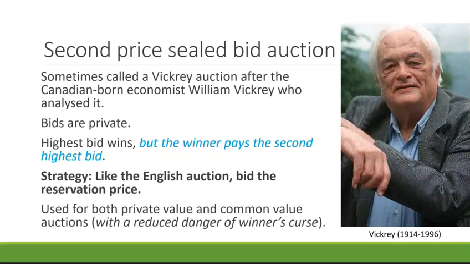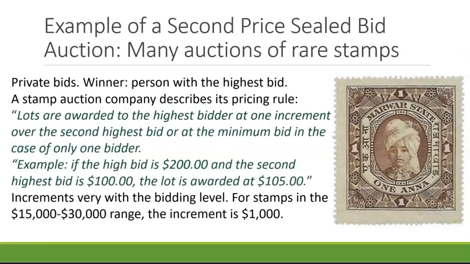Well, let's just have a quick example of this kind of auction. I found this example here. It's an auction of a rare stamp. So there's a company that specializes in stamp auctions. And here they describe how they set the prices. So bids are private, and the person, as we saw, with the highest bid is going to win. And they have a simple pricing rule.